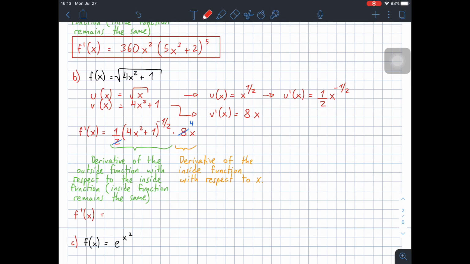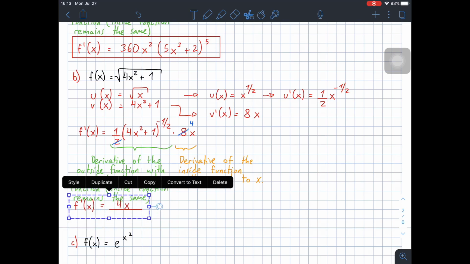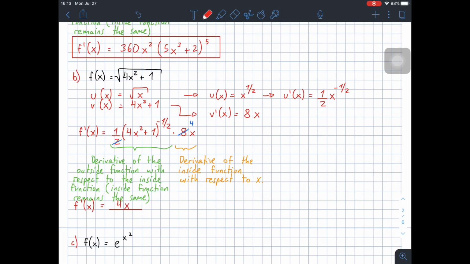So the final answer would be f prime of x equals, this is to the power of negative 1/2, so I can write this as 4x on top divided by the square root of 4x squared plus 1. This would be the derivative of function f in this case. There you go. So I hope this is being clear for you.